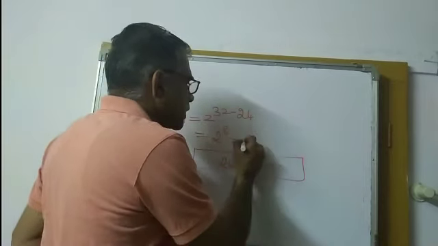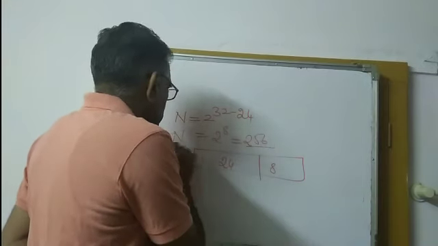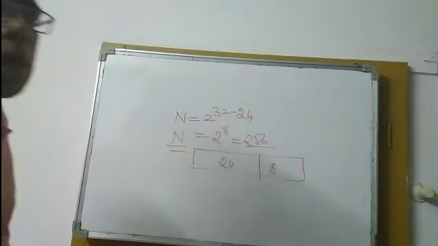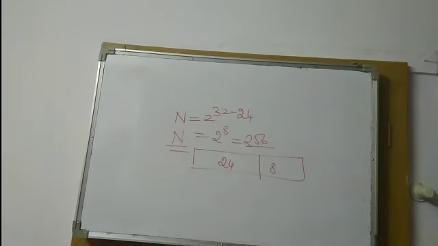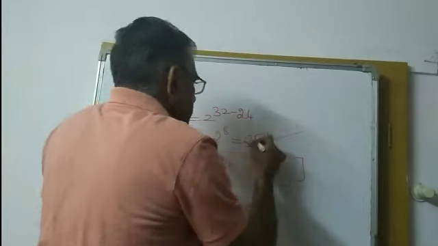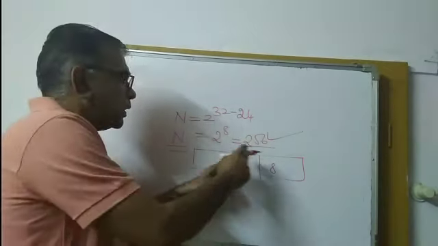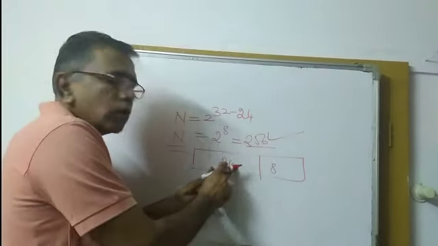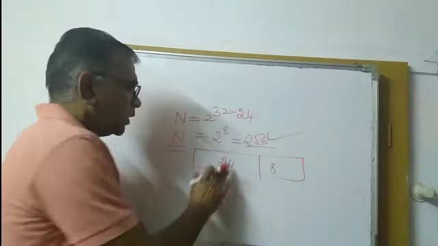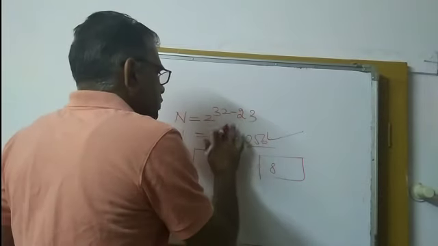2 raised to 8 is nothing but 256. So the number of addresses in the block is 256. So how many hosts you can address, you can come to know by this n value. If it is /24, then it is 256. If it is 23, in that case it becomes 2 raised to 9.